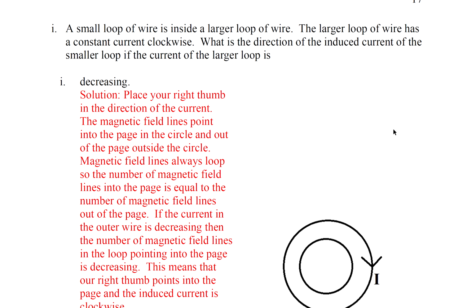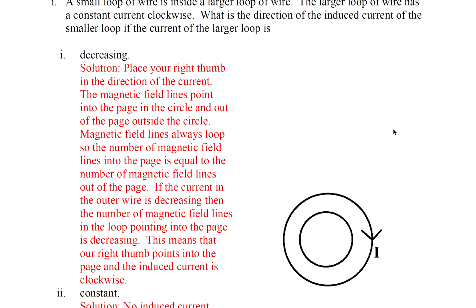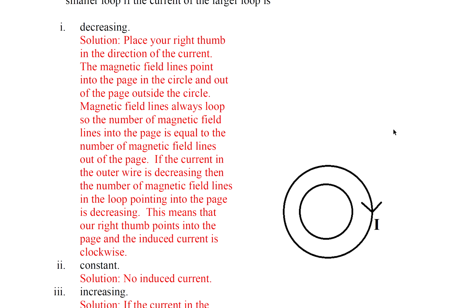Part I, a small loop of wire is inside a larger loop of wire. The larger loop of wire has a constant current clockwise. What is the direction of the induced current of the smaller loop if the current of the larger loop is decreasing? So let's imagine what's happening here.